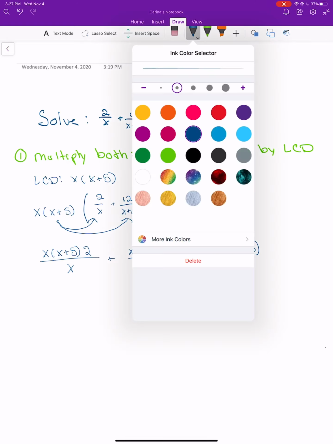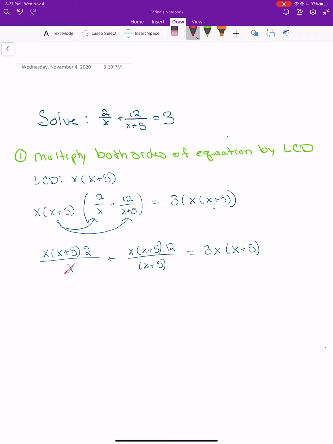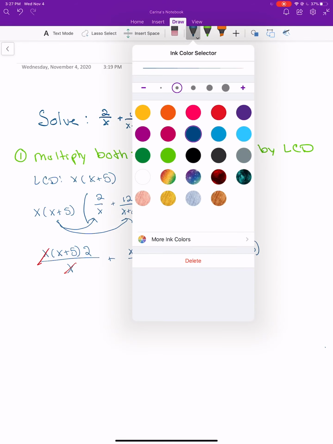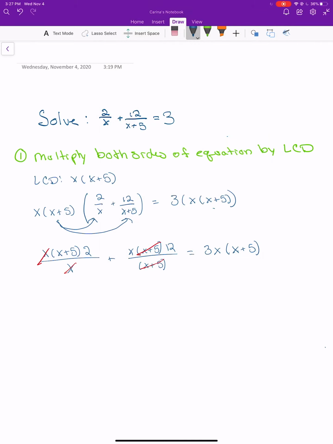Okay, so what we notice is that the x's will cancel and the x plus 5 will cancel here. So what we're left with is x plus 5, all of that, times 2, plus 12x equals 3x times x plus 5.